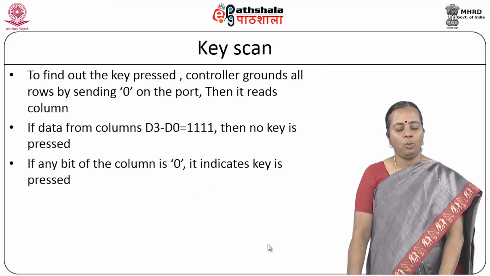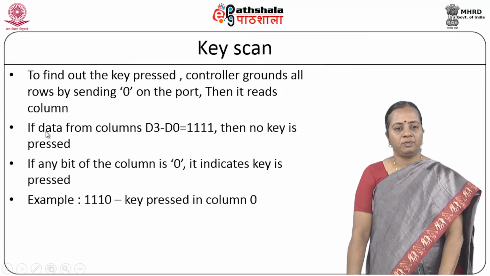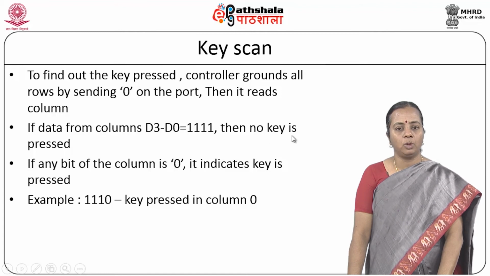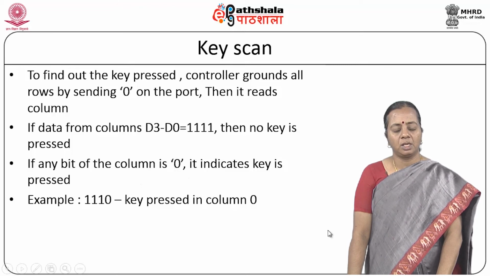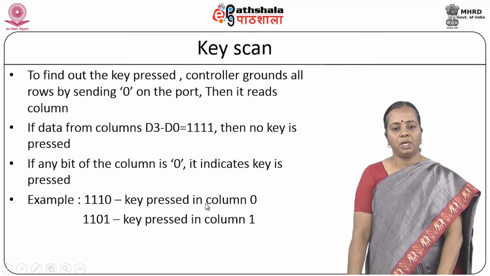So key scan, how will we be doing it? The key scan is, if a key is pressed, the controller grounds all the rows by sending a 0 to the port, then it reads the columns. If the data from the columns D0 to D3 is 1111, then no key is pressed. If any one bit is 0, then it indicates that one of the keys is pressed, so that the voltage is grounded through that particular key press short, so that I am getting a 0 over there. For example, if I am getting 1110, then column 0 is pressed. If I am getting 1101, then column 1 is pressed.